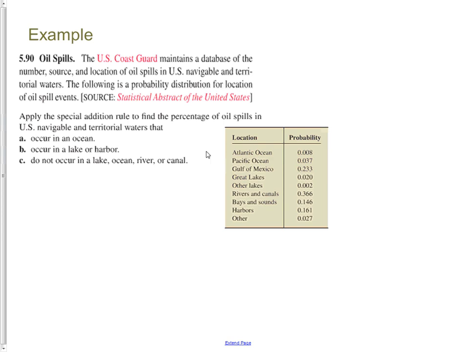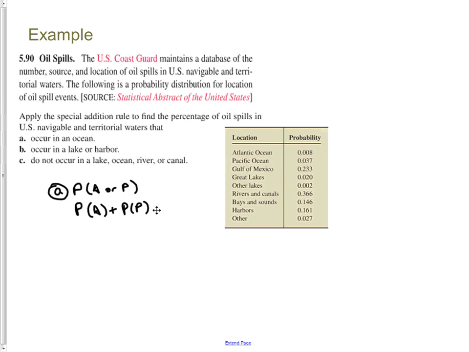So the probability of oil spills, right, in the Atlantic Ocean is 0.08, right? So if we say, what is the probability that an oil spill occurs in an ocean? Well, what we really mean, of course, is that we're taking in part A right here, what is the probability that either we're in the Atlantic or the Pacific Ocean? Well, since those two actually have nothing in common with each other, we can just simply add these guys up. They are mutually exclusive, right?